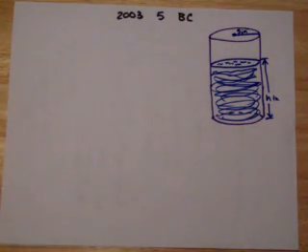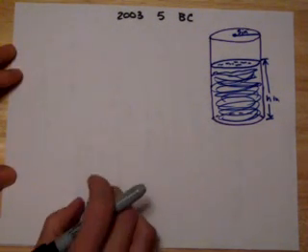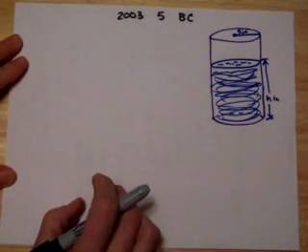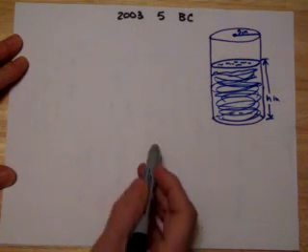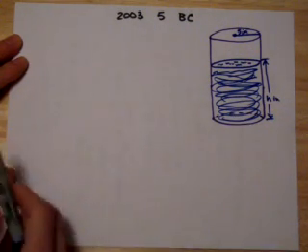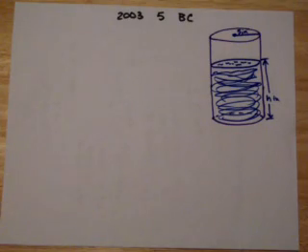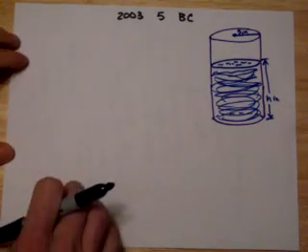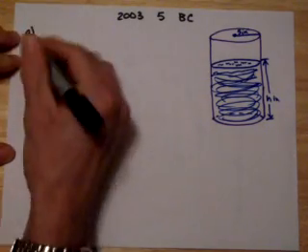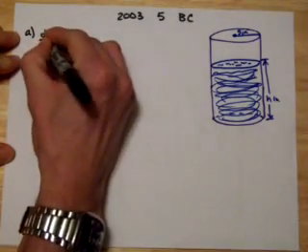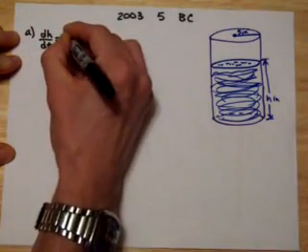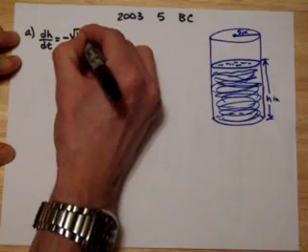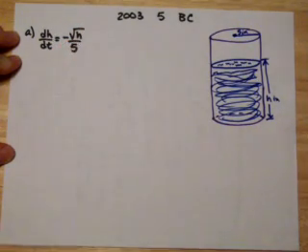This is Calculus with Mr. Allenson, and we're going to be doing problem number 5 from the 2003 BC test. So first of all, we've got a cylinder here, certain volume of water that's changing, and so A says show that dh/dt equals negative the square root of h over 5.